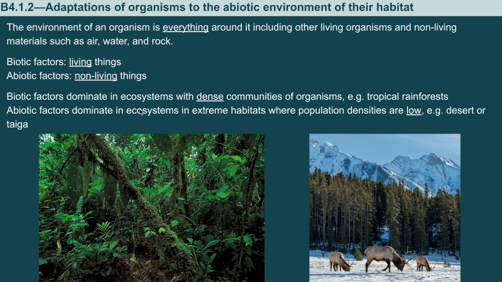Biotic factors are going to dominate in ecosystems with dense communities of organisms, like this tropical rainforest. You can see it's going to be controlled by the interactions with all of these living things, versus abiotic factors, which will dominate in ecosystems in extreme habitats where population densities are low, like a desert or taiga, where there's much lower levels of living organisms. We're going to have the abiotic factors, the snow, the rocks, the air, the water dominate.